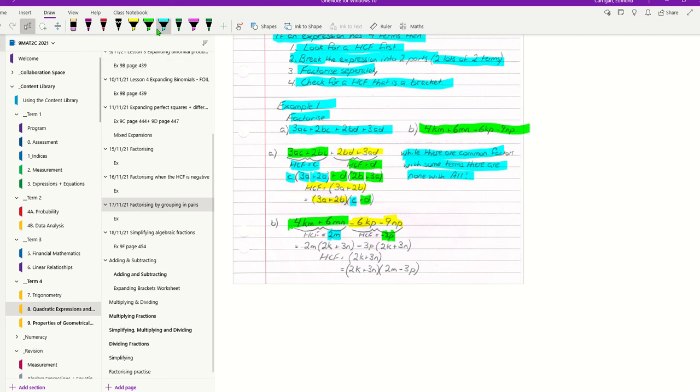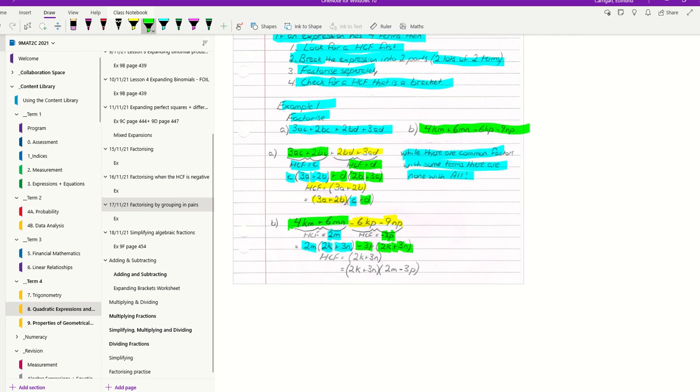We have got 2m outside of, if we look at that first term, if we remove 2m from it, we've got 2k left. If we remove 2m from 6m, we've got 3 left, and the n. So we end up with 2m outside of (2k plus 3n). And for our second one, we put that minus 3p outside our bracket, dividing minus 6kp by minus 3p. We've got 2k. A negative times a positive is a negative. Dividing minus 9np by minus 3p, we have 3n.